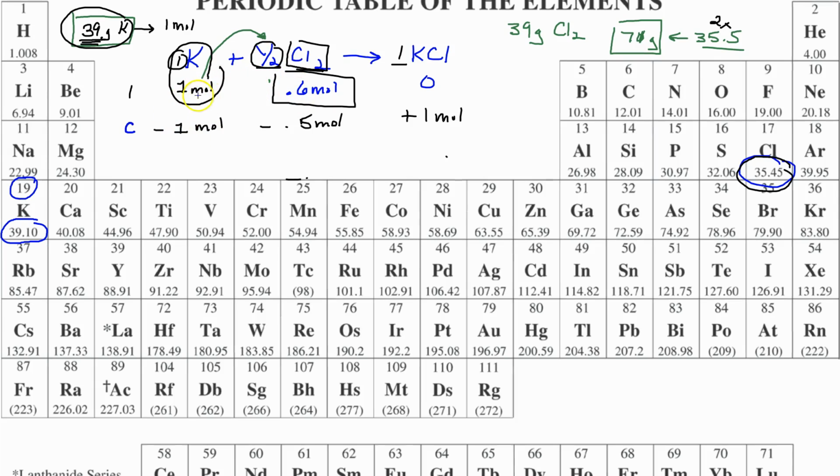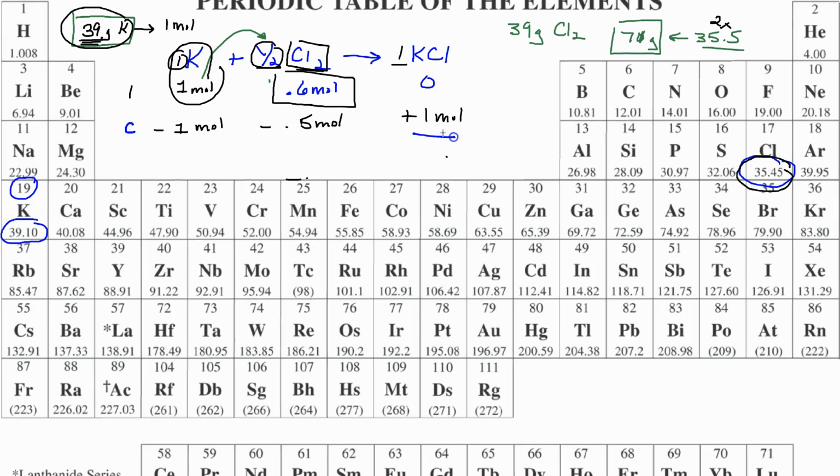We have enough. We need half of 1.5 mole. We have more than enough chlorine to make all the potassium disappear. So this is the change, and this is going to be minus 0.5 because we're going to use up exactly 0.5. That's exactly what was needed to make all of this disappear. It's a 1 to 1/2.